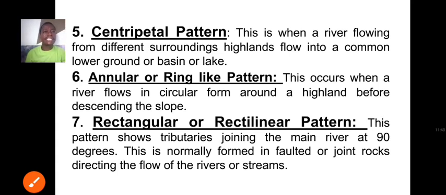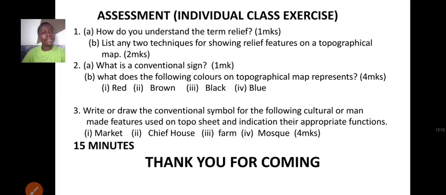Then another one we have is the centripetal pattern. As centrifugal is moving from one source to different directions, the centripetal pattern is when rivers flow from different highlands into a particular common lower ground, basin or lake. So the opposite of the radial or centrifugal is the centripetal pattern. You also have the annular or ring-like pattern, and the rectangular or rectilinear pattern. All of them are some of the patterns that you will see on the sheet.